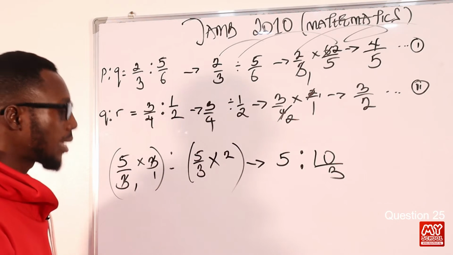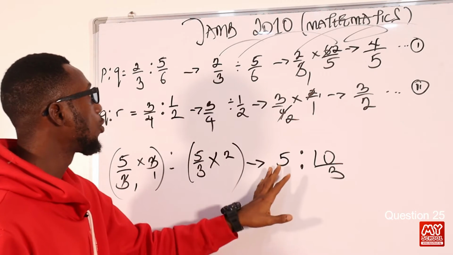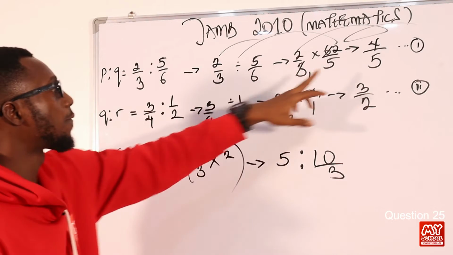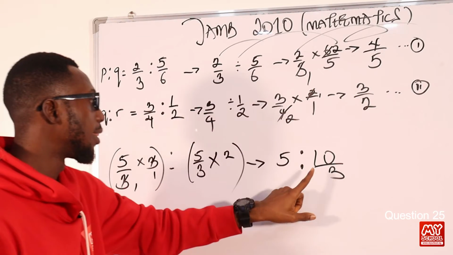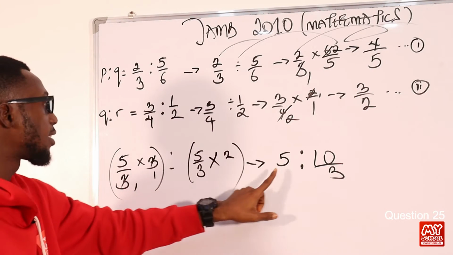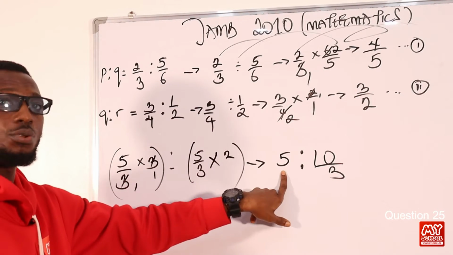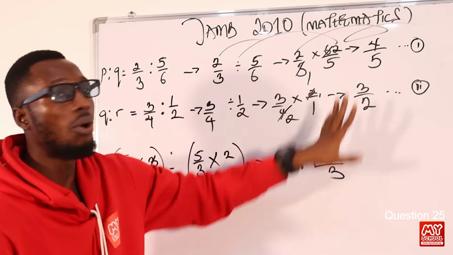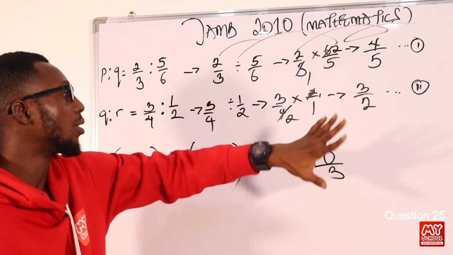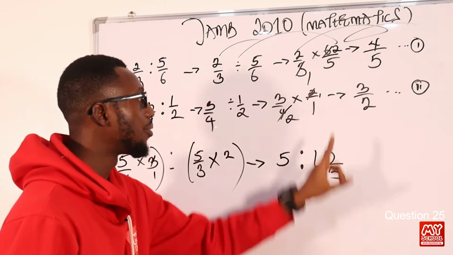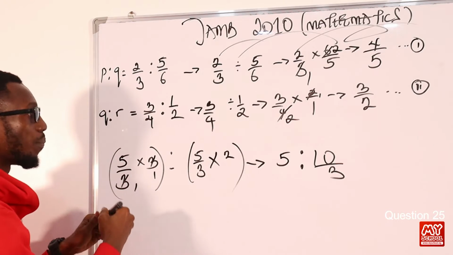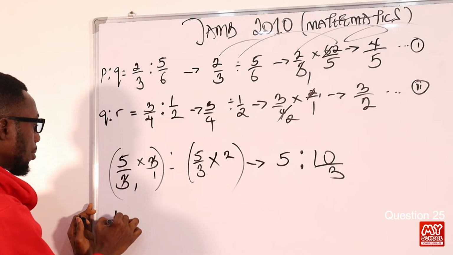So you can see that right here Q has the value 5 in the first equation. Then in the next equation that we arrived at, Q has the value 5. So you can see that Q is equal in both equations. So that means I can rewrite this as P ratio Q ratio R.